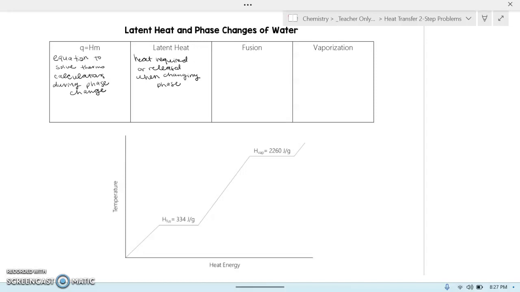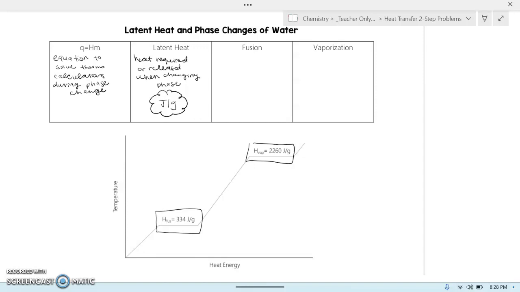And like we said before, when a substance changes state, there's no change in temperature. So this aligns with these flat sections of our heating curve, and you can see that these are labeled. If you notice the unit, it's joules per gram. So temperature change does not have any impact on this. It's just how much is going through the phase change, and that is our latent heat.